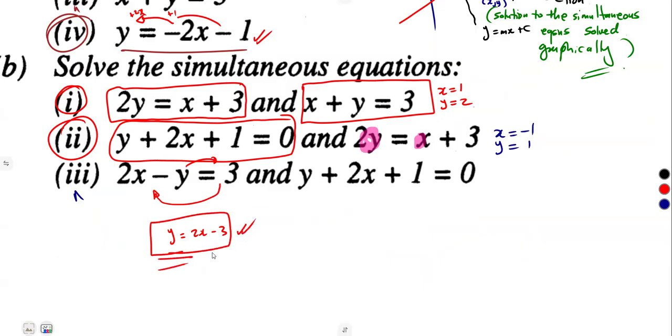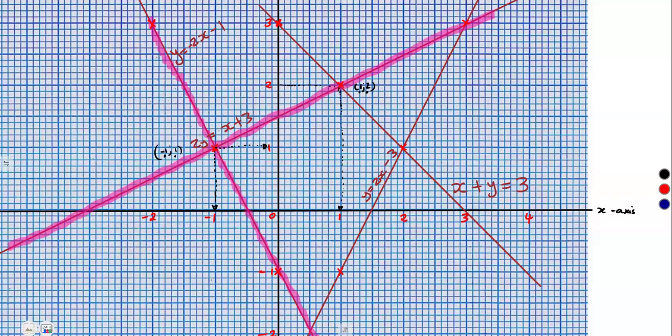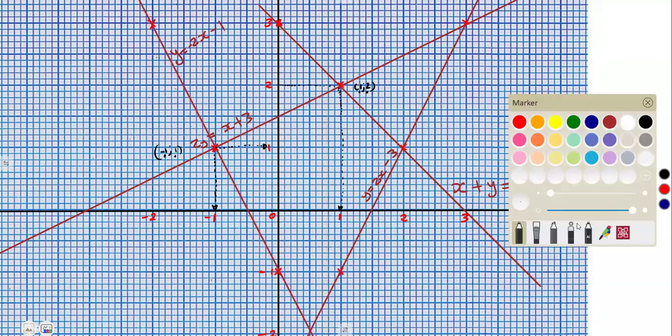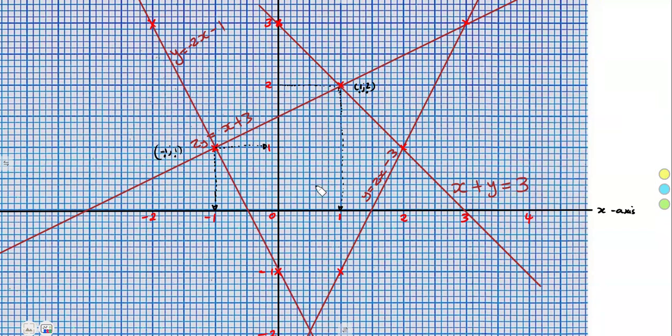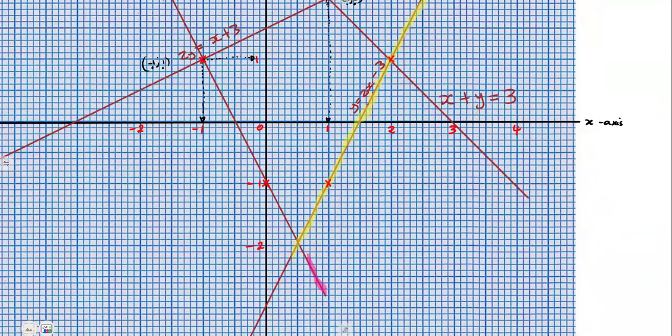This one, y is equal to what? 2x minus 3. All right, y is equal to 2x minus 3. Let's just try and remove this. Y is equal to 2x minus 3. It is this one, this line here. So this is the line that we are talking about. They just played around that equation trying to interchange it, but this is the one that we are referring to.